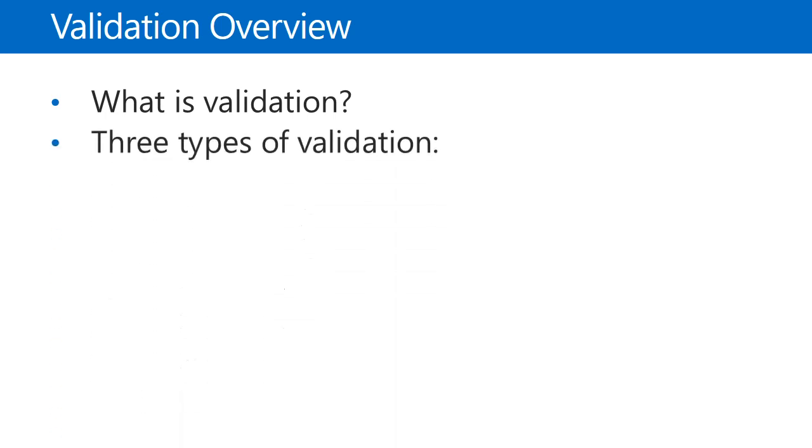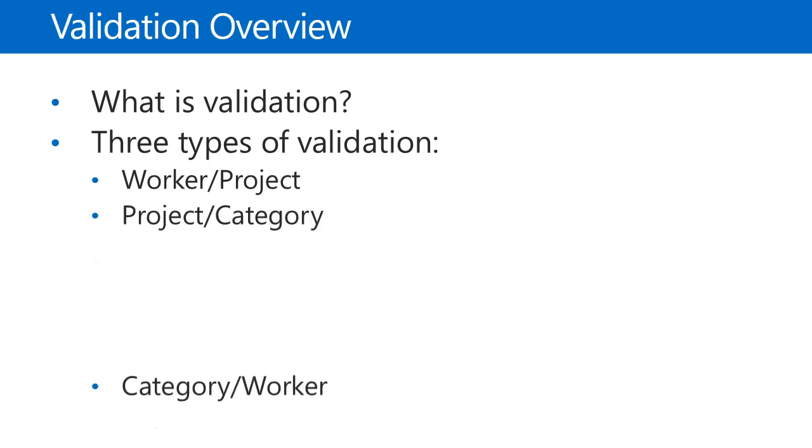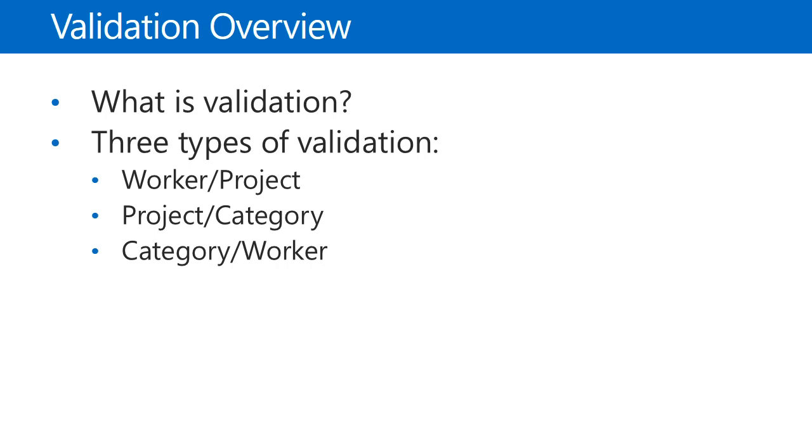So there are three types of validation. Type 1 is worker project. First of all, the next three bullets that you're going to see are the different parameters that you can define. So there's worker project, there's project category, and then there's category worker. And you can probably guess what each one means.